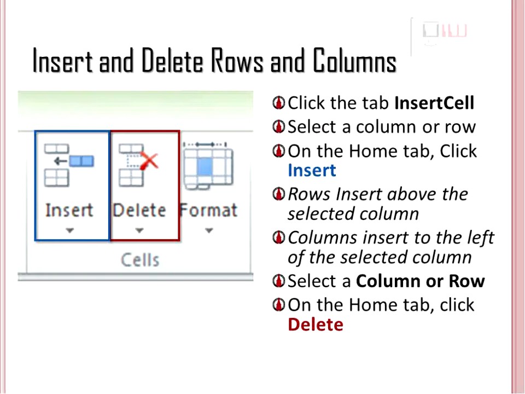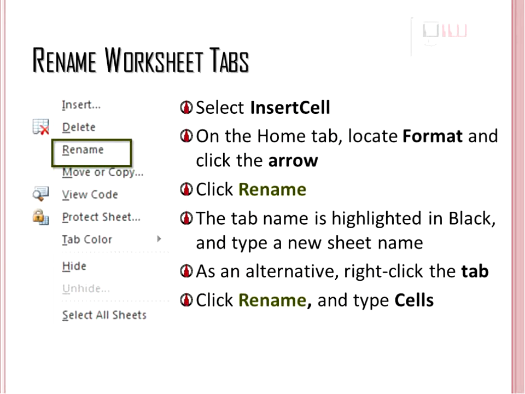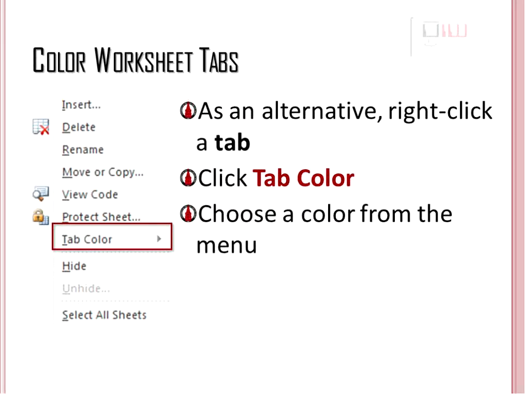So that's pretty much most of the basics. Tabs can be renamed just by clicking on the tab. In addition, if you right-click on the tab, a menu appears that says Insert, Rename, Move or Copy, Protect Sheet, and Tab Color. And you can change the color.